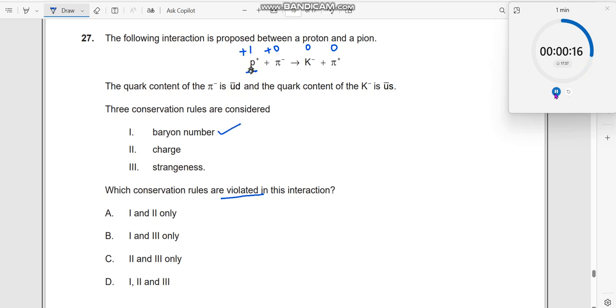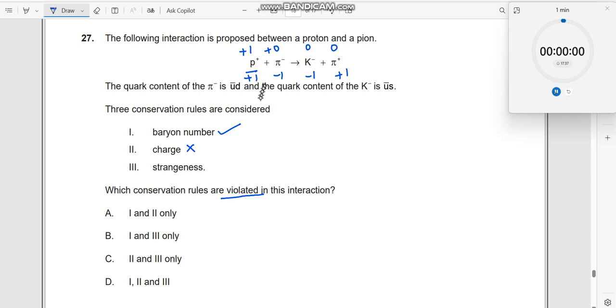Charge. If you take the charge over here, this has a charge of +1. This has a charge of -1. This has a charge of -1. This has a charge of +1 over here. So which means what? 0 equal to 0. So this conservation law can be applied. So this is not a right one.